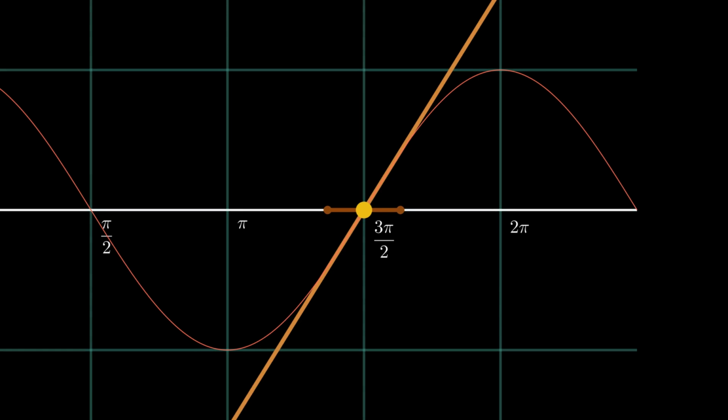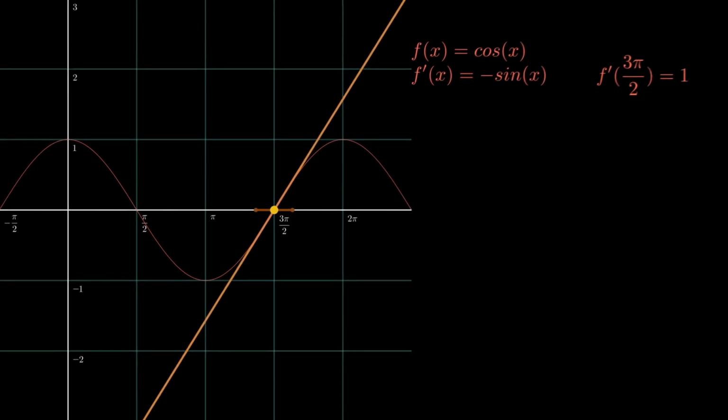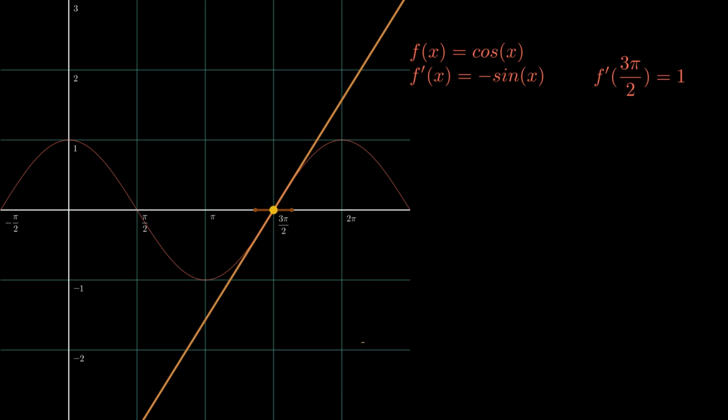Okay, well if the first derivative can get us accurate up to about there, what if we do it again with the second derivative? The second derivative is like saying, what's the rate of change of the slope itself? Calculating it is just taking the derivative of the first derivative. So, the derivative of negative sine is negative cosine. And plug in 3 pi over 2, we get 0.